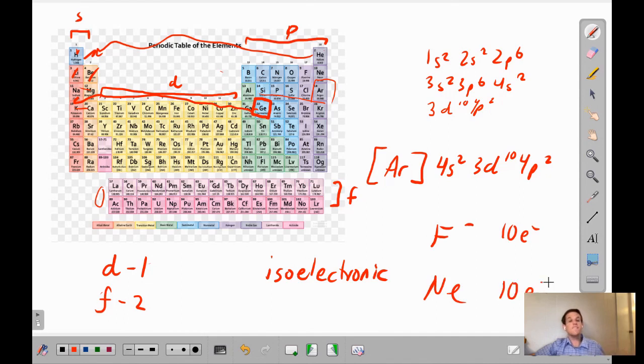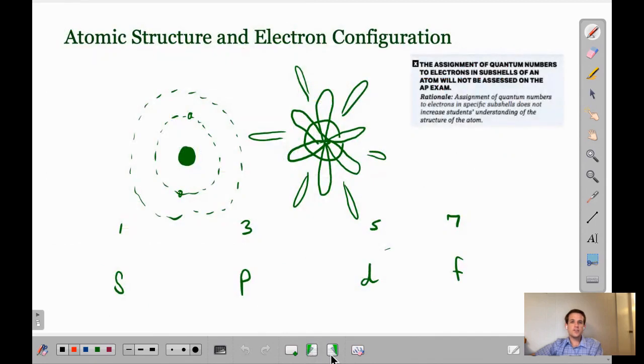So they're actually going to have the exact same electron configuration, and we call that isoelectronic when they have the same amount of electrons. So just a vocab word to throw at you if you feel like you didn't have enough going on already. All right, so that is essentially electron configurations.